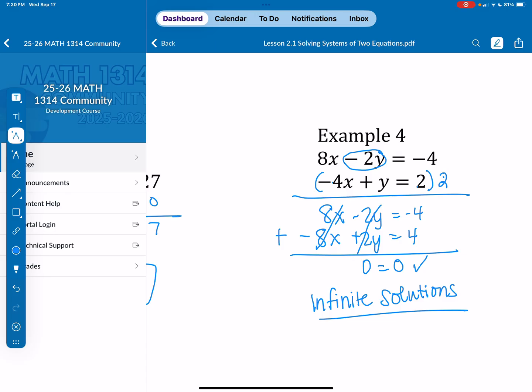Now, say that you were to solve another example, not necessarily this one, and you might get something crazy like 120 equals 120. Well, 120 always equals 120. So because that's always true, it would also be infinite solutions.